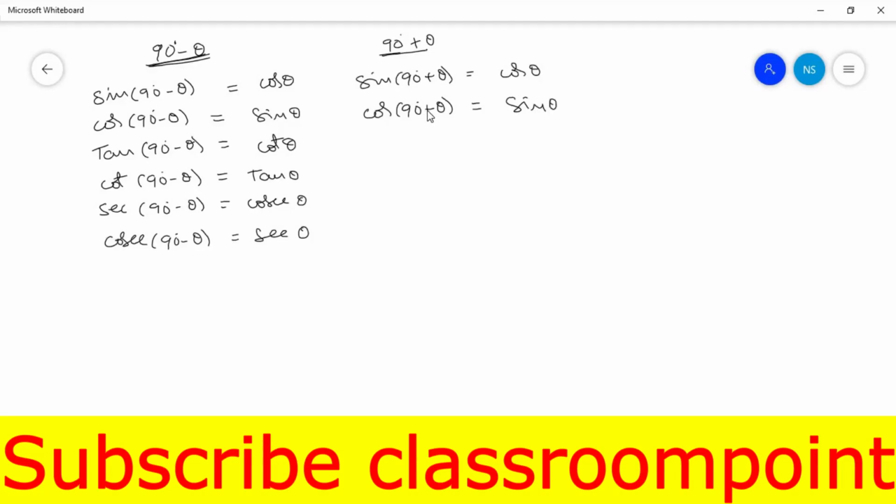Sin theta. This is second quadrant angle. In second quadrant, cos is negative. That's why we are writing here minus. Tan of 90 plus theta is equal to, since there is 90 degrees, the co-function of tan, cot theta, and minus, because in second quadrant tan is negative. Cot of 90 plus theta is equals to minus tan theta. Since there is 90 degrees, the cofunction of cot is tan, and in second quadrant cot is negative.